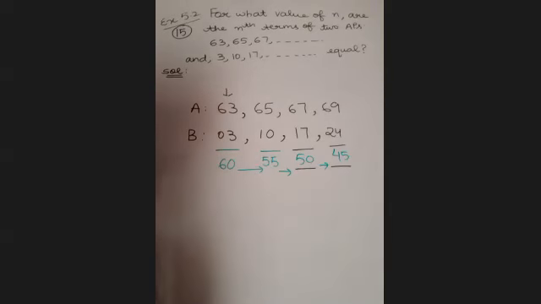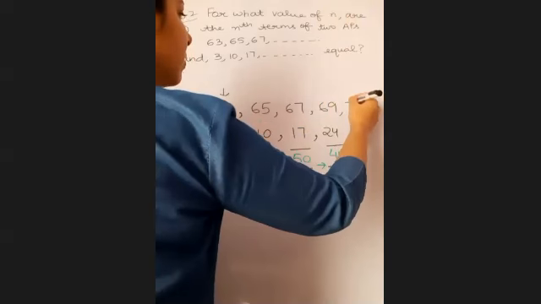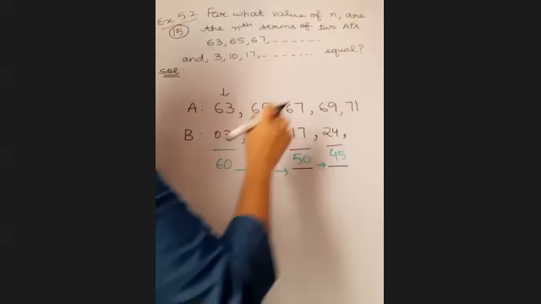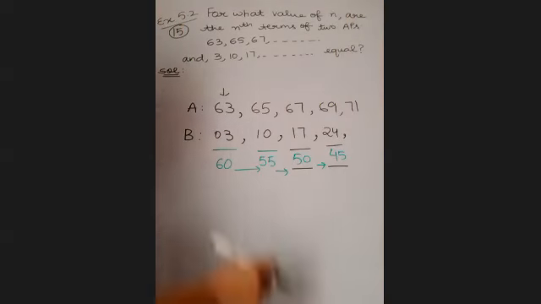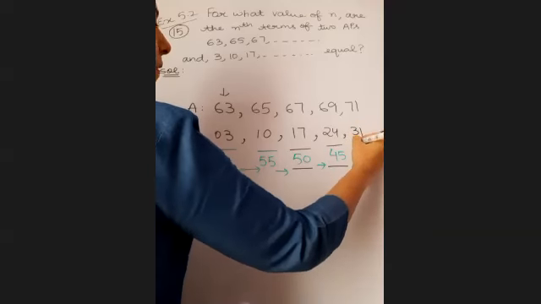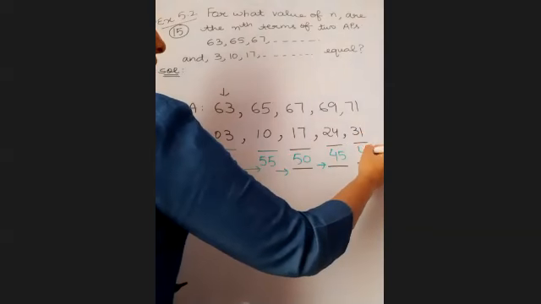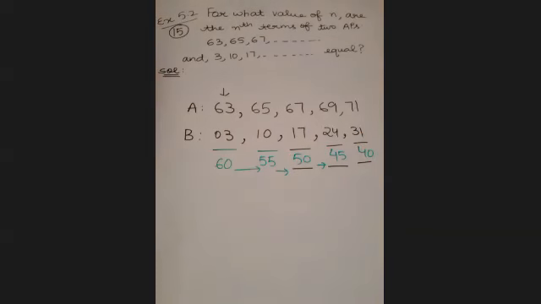Okay, very good. Now 69. Still I am far ahead. 71 is more than enough for me. B says, I want to do my best. 24 plus 7, 31. What is the gap? 40. Beta, 40.